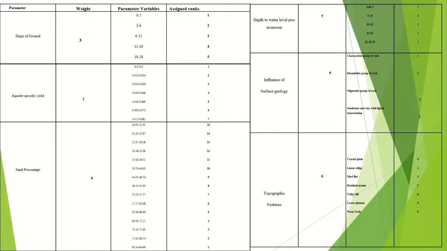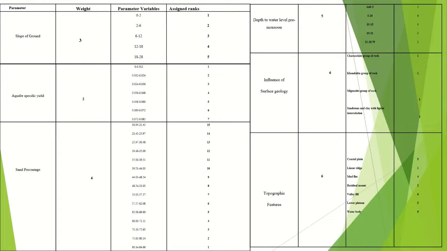This is the table which shows weightage and ranks assigned for different ranges of SALDIT parameters. We know that the terrain having highest slope will have least percolation and highest runoff. So here we assign the rank 1 for the lowest sloping and rank 5 for the highest sloping area. Same ranking system is used for aquifer specific yield also. In the case of sand percentage, the highest percentage of sand occupying area will have rank 1 and lowest percentage of sand occupying area will have the value 15.